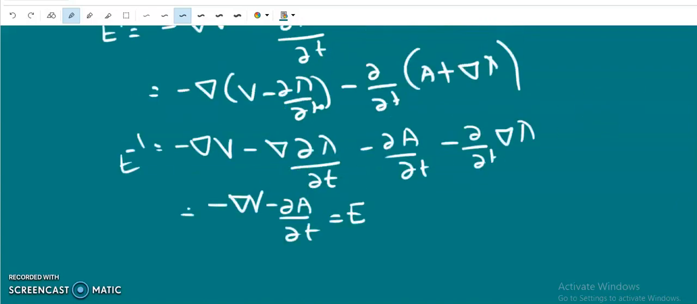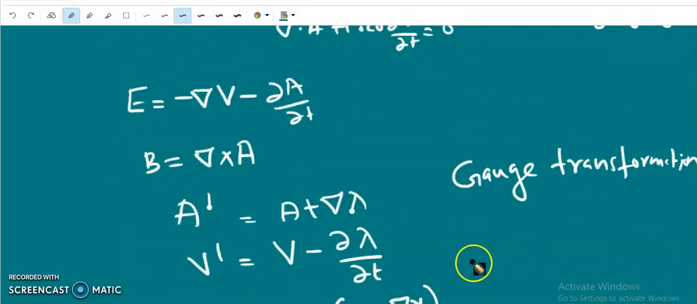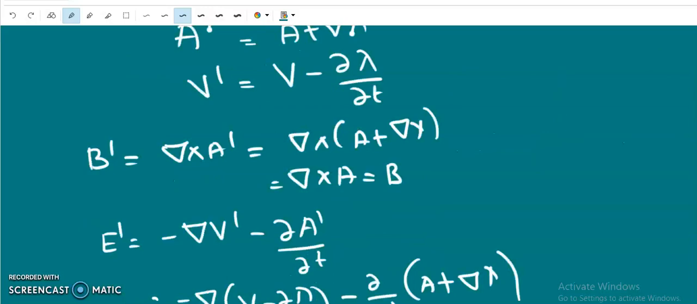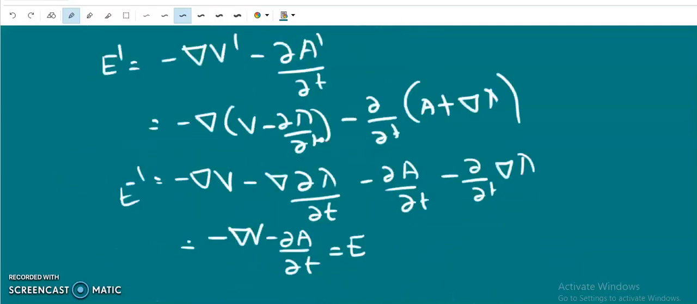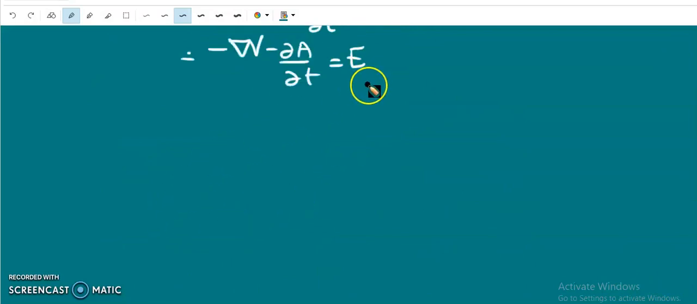So even if we apply the transformation equations given by the gauge transformation equations, A prime is equal to A plus gradient of lambda and V prime is equal to V minus dou lambda by dou T, we can see that the corresponding field is invariant. So these are the gauge transformation equations. So even though we apply these transformation equations, we can see that the corresponding field B prime is equal to the initial field B and E prime is equal to E. Okay. So this phenomenon is called the gauge invariance.